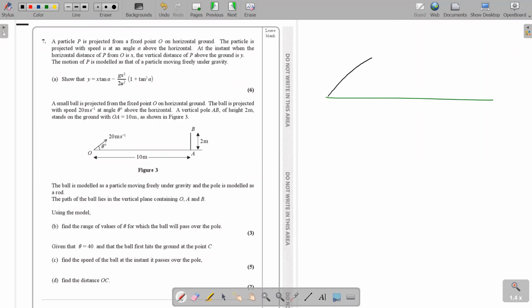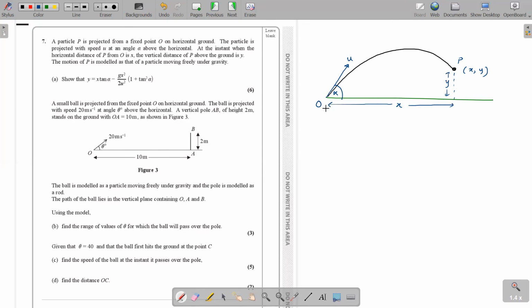So basically you have a projectile, and a path along its projectile. Okay, the particle is projected with a speed U with an angle alpha to the horizontal from fixed point O. Okay. At the instant when the horizontal distance of P from O is X and the vertical distance is Y. Basically, this is like the coordinate X comma Y. This is the Y coordinate and this is the X distance, the horizontal distance.